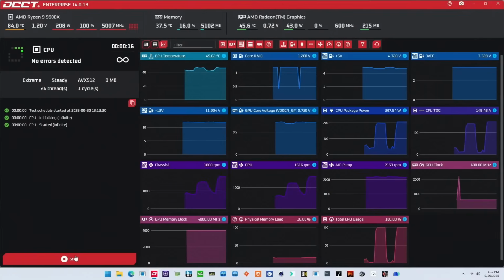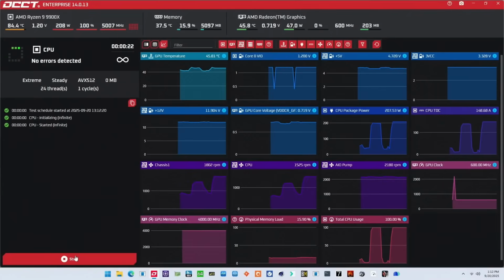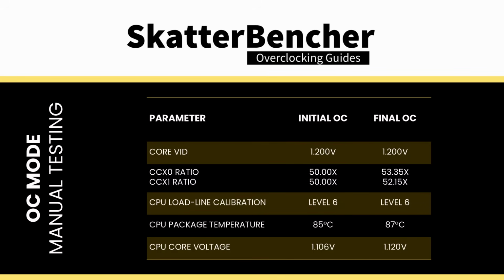Simply increase the CPU ratio until the application shows signs of instability, then back off. This approach will give you the maximum stable per CCX frequency for a given voltage. In our case, we end up with CCD0 at 53.35x, CCD1 at 52.15x, and a core VID of 1.2 volt, which under high load drops to about 1.12 volt with load line calibration set to level 6.